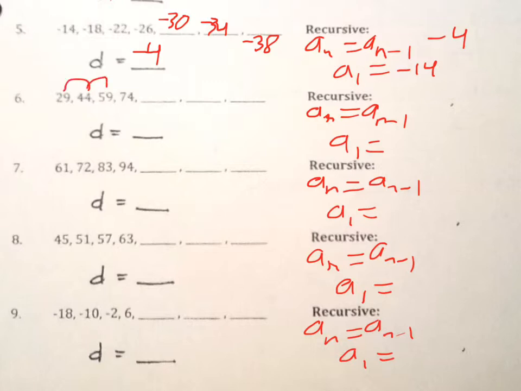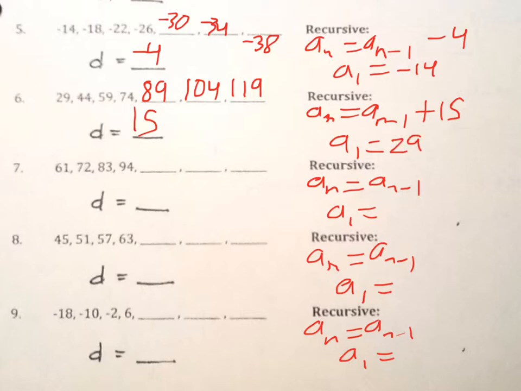The next pattern here keeps adding, it's looking like 15. So if you take 74 and you add 15, you'll be sitting at 89. If you add 15 to that, you're going to get 104. If you add 15 to that, you'll get 119. So yeah, just keep adding 15. So my common difference is 15. And if you want to get any term in the sequence, take the previous one and add 15, and tell it where to start, which is right there at 29. That's my recursive function.